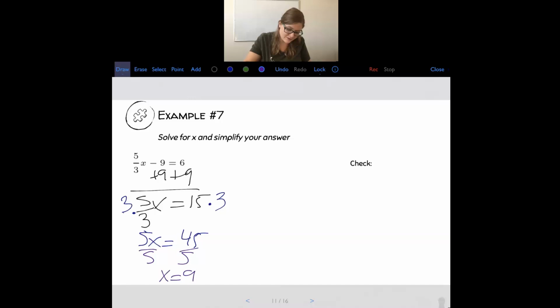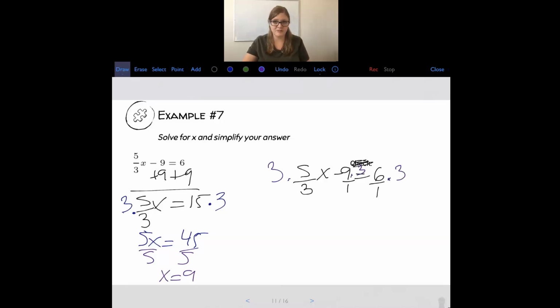Okay, the other way you can do this, we might not do the check on this one. We have 5/3x minus 9 equals 6. We have this denominator here. You can multiply every term by the least common denominator. Whole numbers can be put over 1, as we've talked about, and so our least common denominator would be 3, so we can multiply everything by 3, okay? Multiplying everything by 3 is the equivalent of multiplying one side by 3 and the other side by 3.